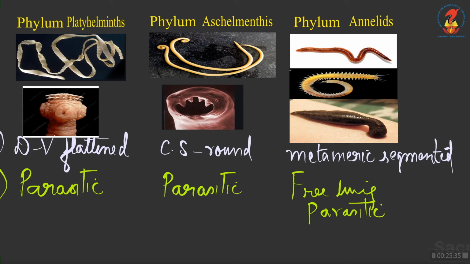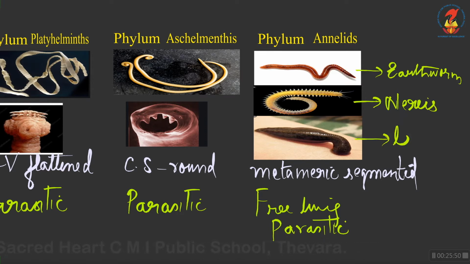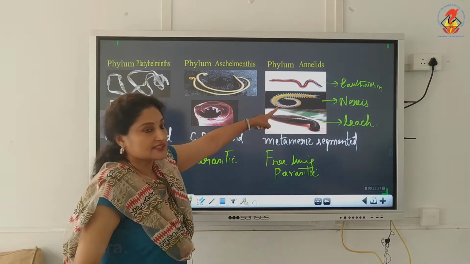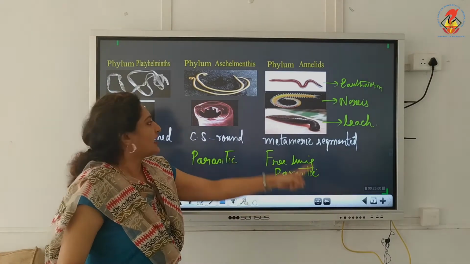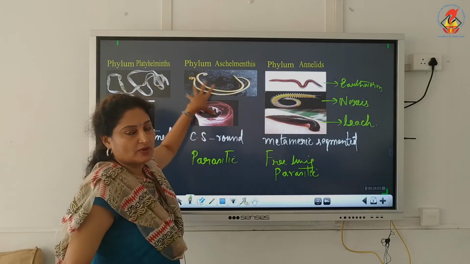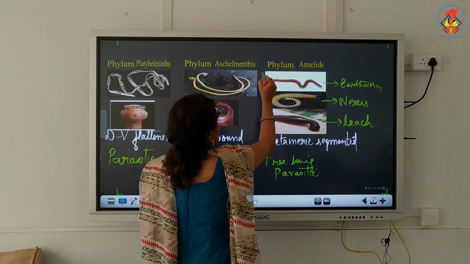But look at the third category, annelids. I have given 3 pictures. This is the picture of earthworm. This is Nereis, and this is leech. Okay. So, earthworm is free living on the earth or land. Nereis is free living in water, and this leech is parasitic, an ectoparasite, not inside the body. Now, these are the 2 free living forms, earthworm and Nereis.